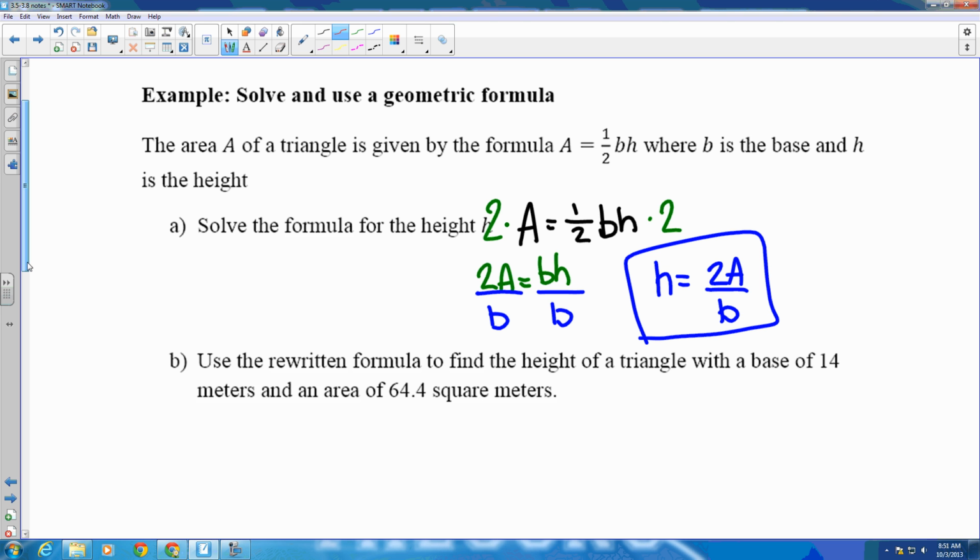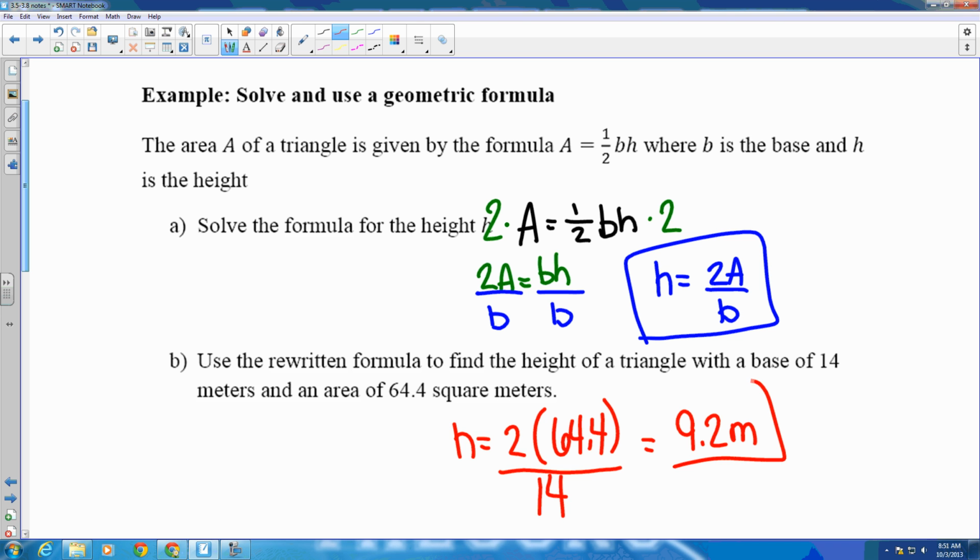Use the rewritten formula to find the height with a base of 14 and an area of 64.4 meters. So we just plug everything in where it belongs. The area is 64.4 and the base is 14. You multiply and divide that out, you get 9.2 meters. So obviously it can be helpful to rewrite an equation to solve for the variable that you're trying to solve for.